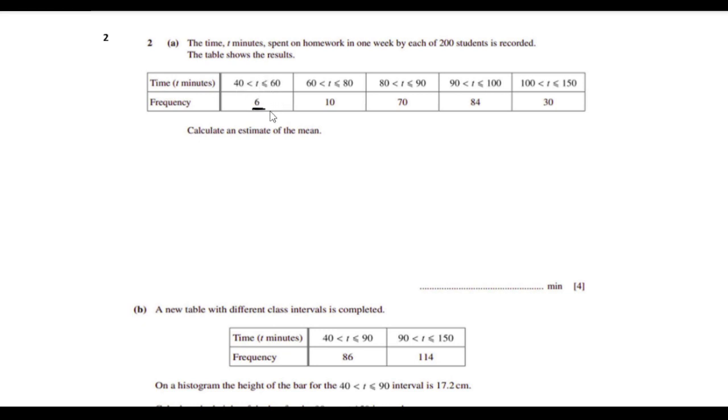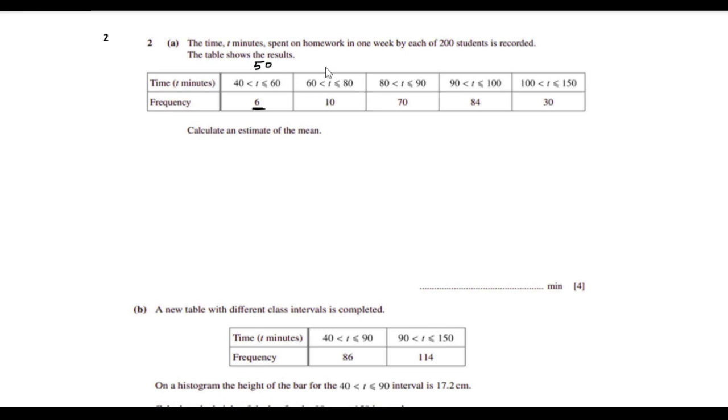Now here, as I don't know the different times between 40 minutes to 60 minutes, the time T minutes is spent on homework. So 6 students spend time between 40 to 60 minutes, but how much time each student spends, that we don't know. So what we do, we consider the average time for each of these 6 students. So here, you have to find out what is the average of 40 to 60. So for 40 to 60, your average is going to be 50.